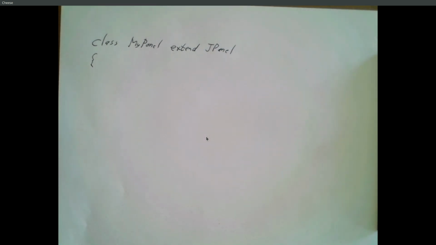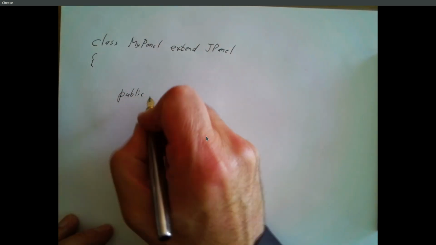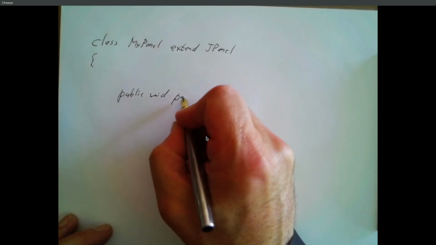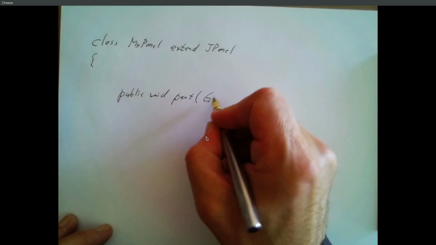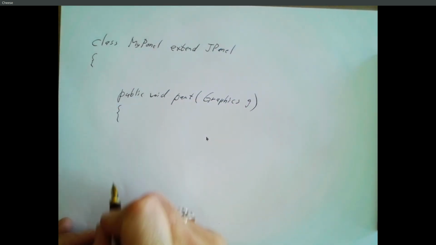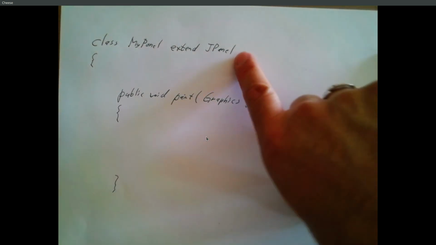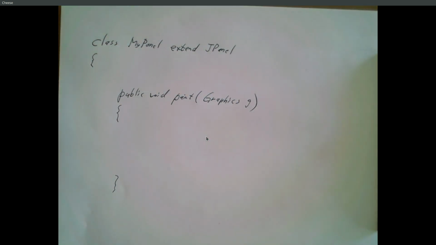So there's a MyPanel that has everything that a JPanel has in it. One of the things JPanel has in it is a method called paint, right? And it's a public void paint, which takes an argument, which is a graphics object. And so if we write our own public void paint inside MyPanel, it'll override the paint method in the JPanel.